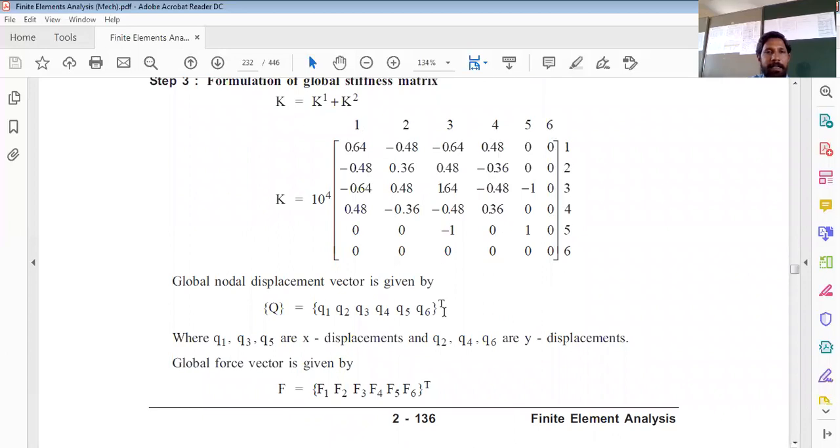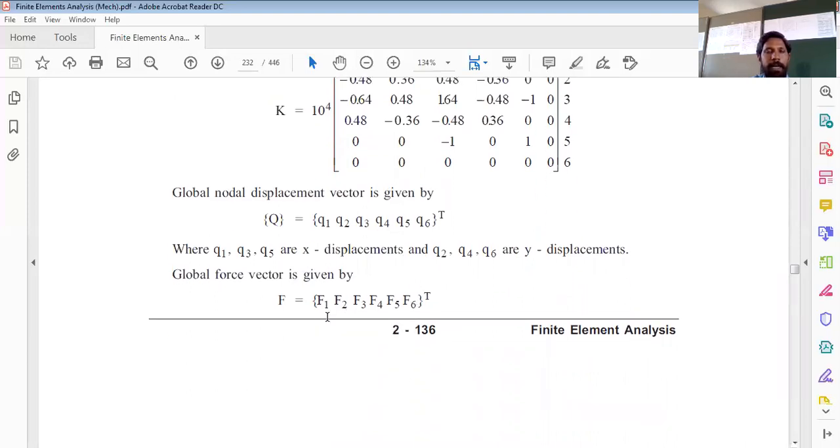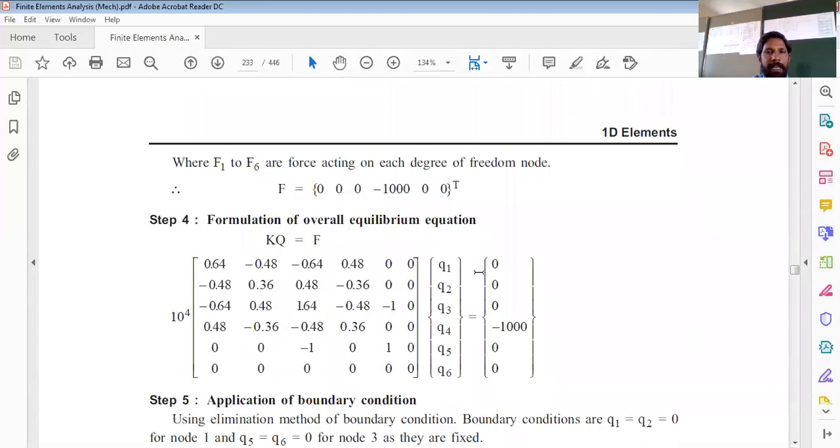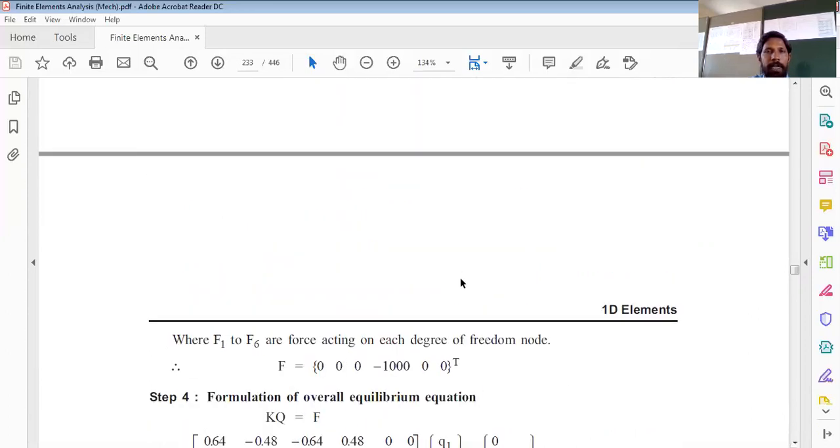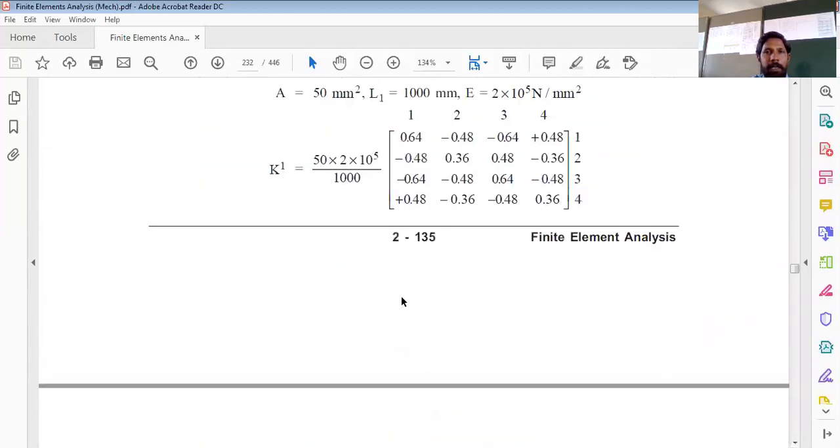Globally, there is a 6-degree-of-freedom problem, so definitely the global displacement vector will consist of 6 terms. They are Q1, Q2, Q3, Q4, Q5, and Q6. And if there are 6 displacements, definitely there will be 6 forces acting along those degrees of freedom. So the force vector will be F1, F2, F3, F4, F5, and F6. So the global stiffness matrix multiplied with the global displacement vector is equal to the global force vector.